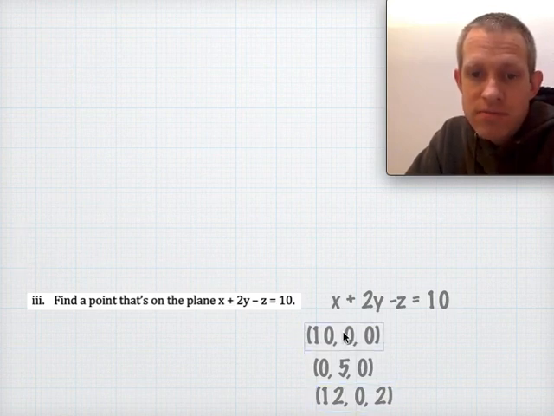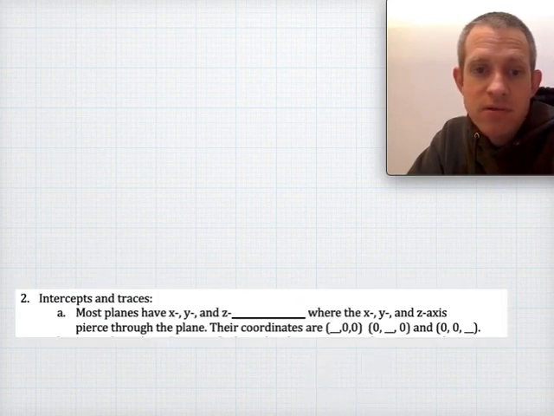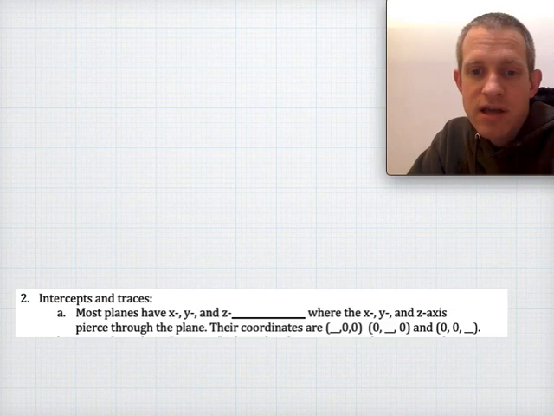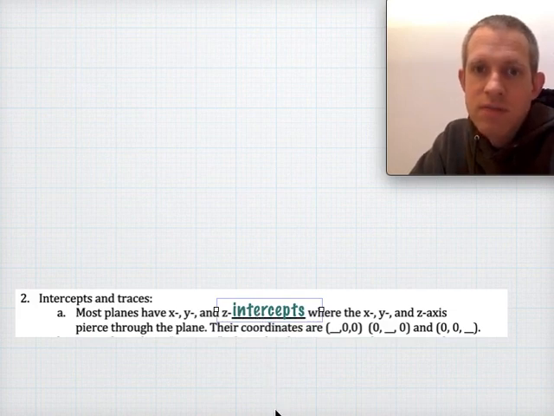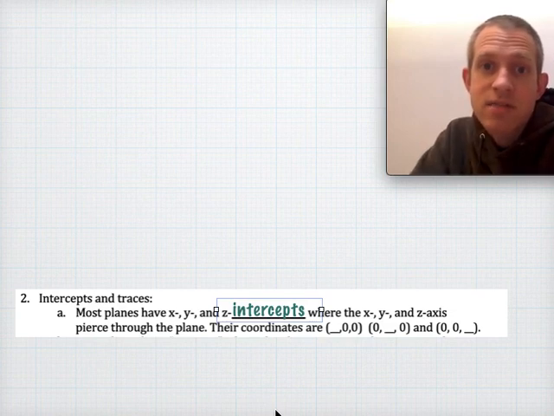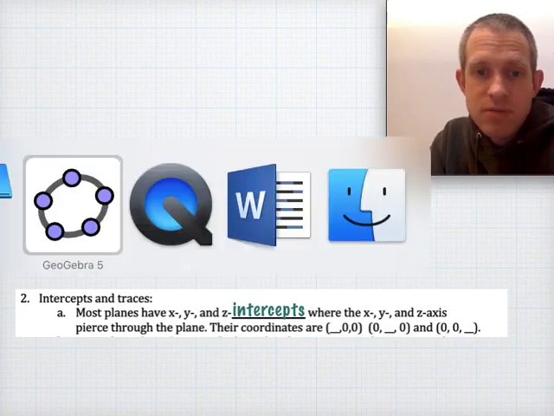Now, two of these points, 10, 0, 0, and 0, 5, 0, are special points. And so planes, like lines, have intercepts. So a plane has an x-intercept and a y-intercept and a z-intercept. And I should say usually. Sometimes the planes might be parallel to the x-axis or the y-axis and they might never intersect. But most planes will have x, y, and z intercepts. And their coordinates are when two of the three variables are zeros and you have something else for x or for y or z. So I want to show you those intercepts a moment.